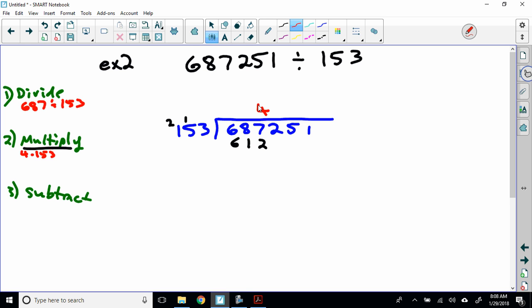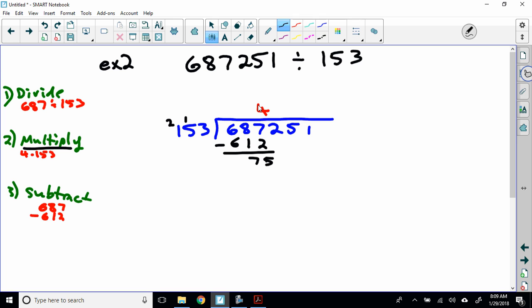And now I guess we're left to do what? Subtract. And we're going to be subtracting 687 take away 612. And you've got to be really good at subtracting. Some people are awful at it. 7 minus 2 is 5. 8 minus 1 is 7. And 6 minus 6 is nothing. So we're on to something. We've got a good start going.